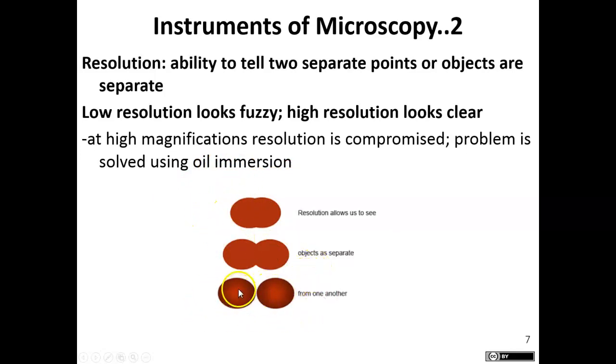So when you're looking through a microscope and you go to the oil immersion lens, you have to add oil. And that lens will sit in the oil, and that oil actually increases the resolution so you can see the images separately.